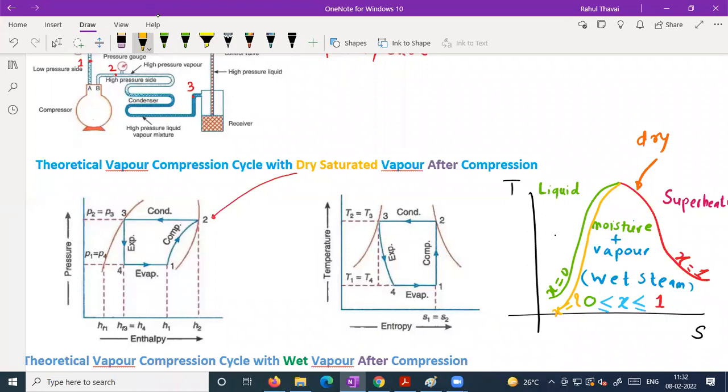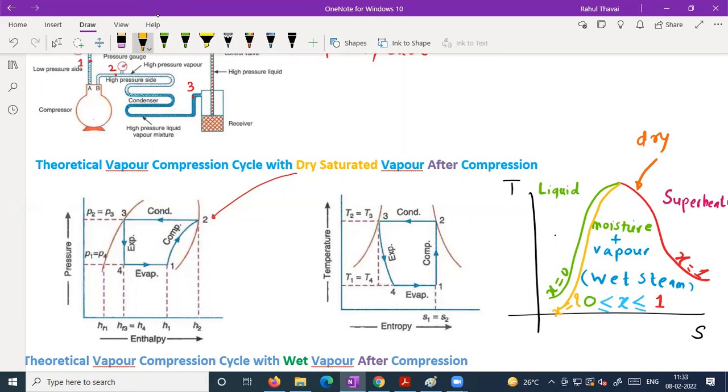After the compression, that is at point number 2, I want the steam to be dry. That is the reason why point number 2 is lying on this curve, because on this curve it is dry saturated vapor. This is not steam, basically it is a refrigerant. So at point number 2 the vapor is dry saturated, because 1 is the starting of the compression and 2 is the ending of the compression. That is why I have taken point number 2 on this line.